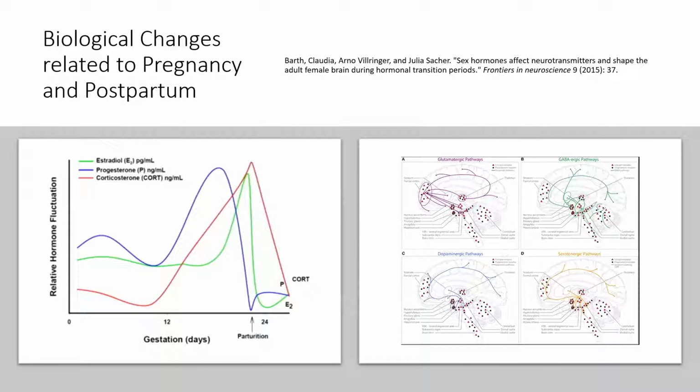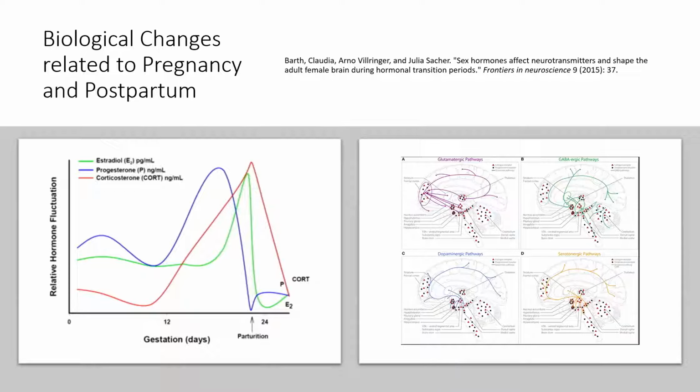And so why is the perinatal period such a vulnerable time for individuals, both for the onset and the recurrence of psychiatric illness? Well, the graph on the left shows the trend of estrogen, progesterone, and cortisol levels during pregnancy. And you can see that starting around 12 weeks gestation, each of these hormones increase steeply, but smoothly until childbirth, when you see this precipitous drop.